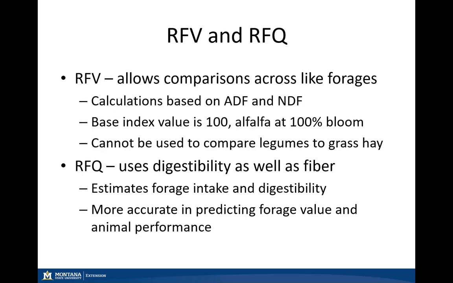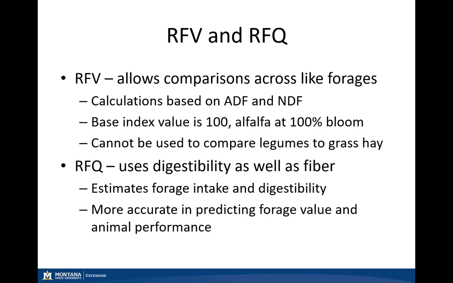RFV is based on the average of 100, which is an alfalfa stand at 100% bloom. And RFV is calculated based on the ADF and NDF portions of the forage. One of the main limitations of the RFV system is that it assumes a constant relationship between NDF and intake and between ADF and digestibility. This is a limitation because you can have two identical forages but have two totally different intakes or digestibilities.